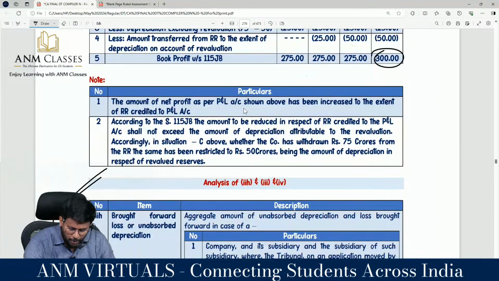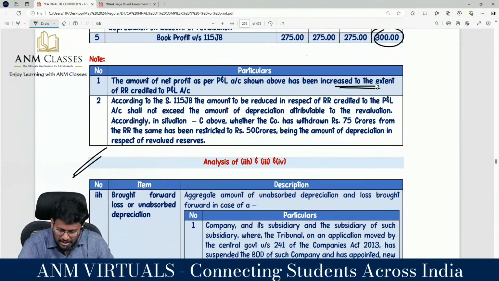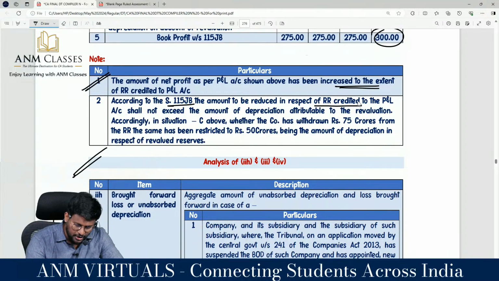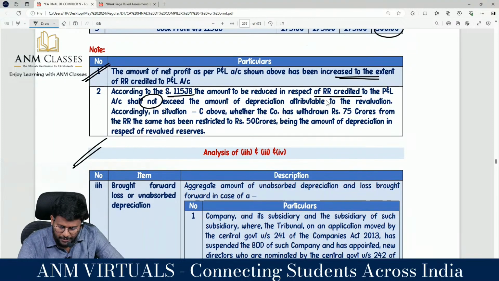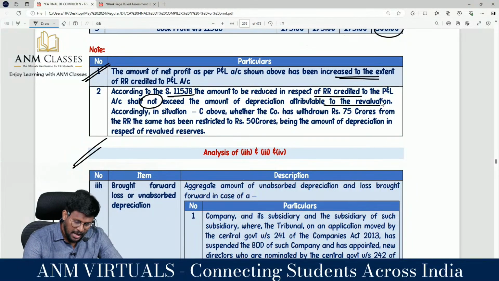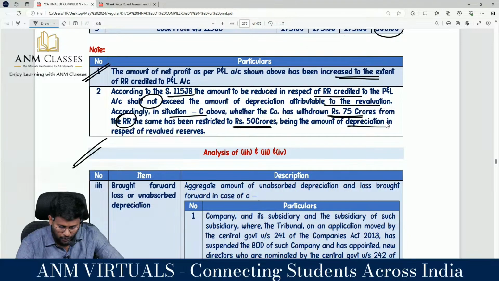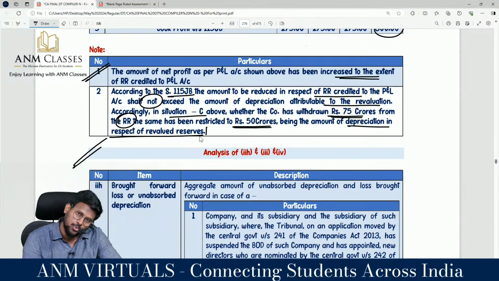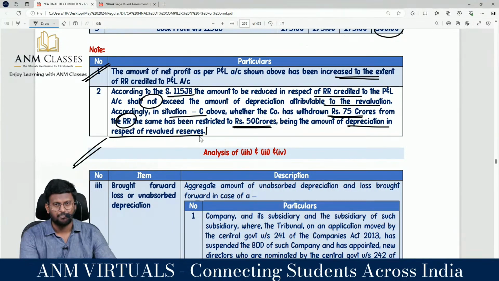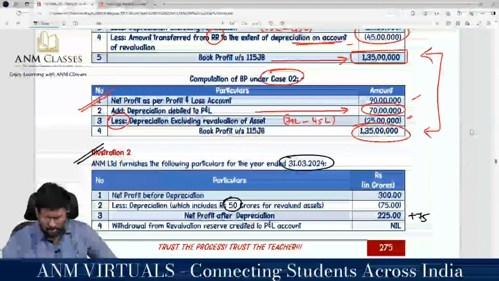The amount of net profit as per the P&L account shown above has been increased to the extent of revaluation reserve credited to P&L. According to 115JB, the amount to be reduced in respect of revaluation reserve credited to P&L shall not exceed the amount of depreciation attributable to revaluation. Accordingly, in situation C above, where the company has withdrawn 75 crores from revaluation reserve, the same has been restricted to 50 crore, being the amount of depreciation in respect of revalued assets. Fantastic to the core. We have analyzed, sir, much.